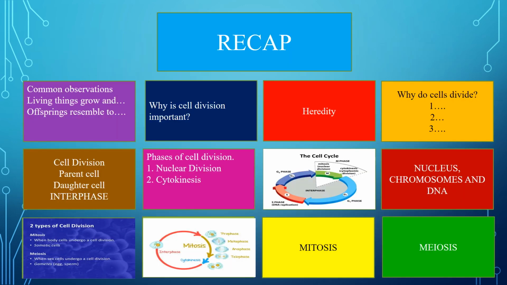Now the recap. Whatever we have done today, starting from the common observation that living things grow and reproduce, offspring resemble their parents. Then we have done why cell division is important. Three aspects we have discussed: number one, all living things are made up of cells; number two, the cell is the basic unit of the structure and function of the living organism; and number three, all cells come from the pre-existing cell. Then in heredity, we have done that all the offspring resemble their parents, and that is because of the heredity.